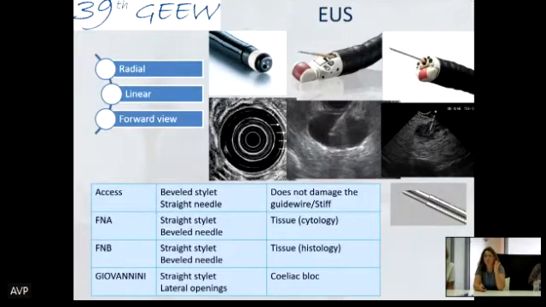If you want to do FNA or FNB, you have different designs. The stylet is straight and the needle is beveled. And the FNB needles have a little tripod at the end. You don't see it very well here, but it's important to get good cores. Now, for solid lesions, we will mostly use FNB. For cystic lesions, if you want to aspirate, you will use a 19 or a 22 gauge FNA. And then you have the special needles, Giovannini needles for the celiac block, which have lateral openings so the medication can go in both directions.